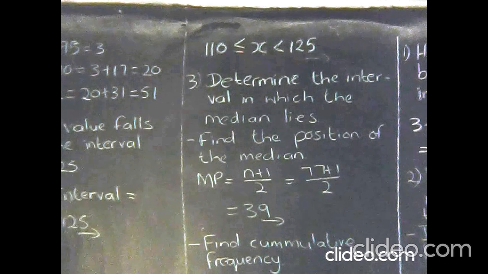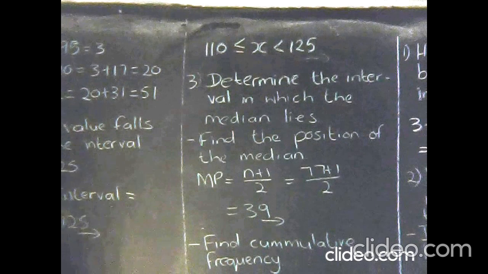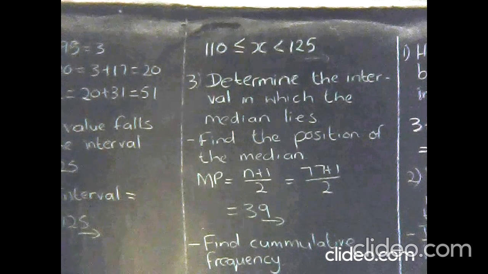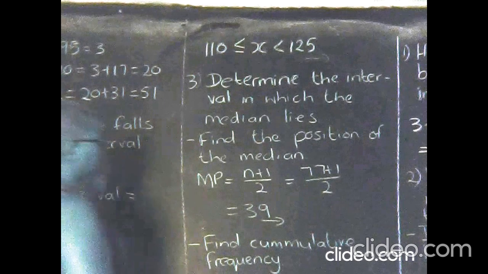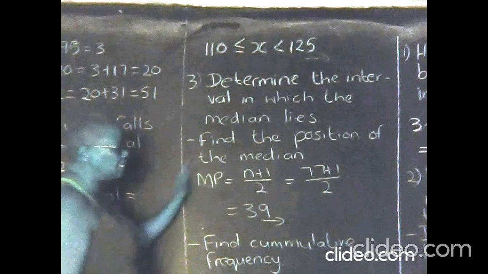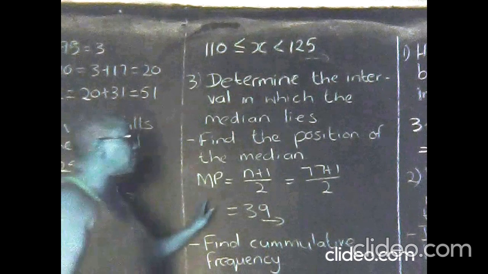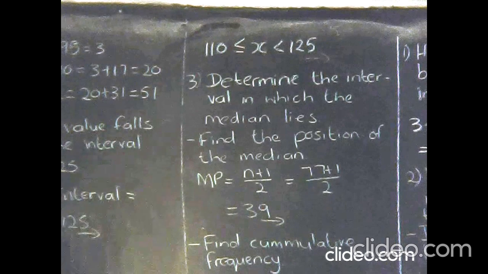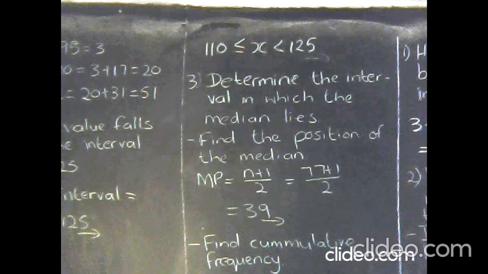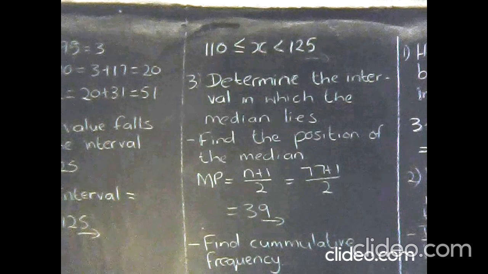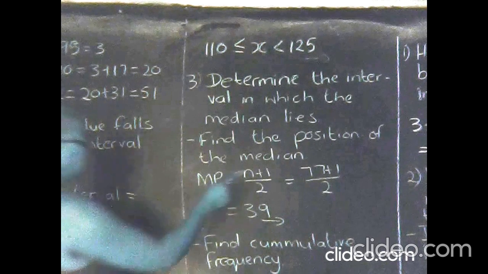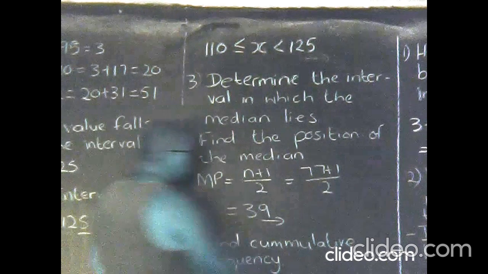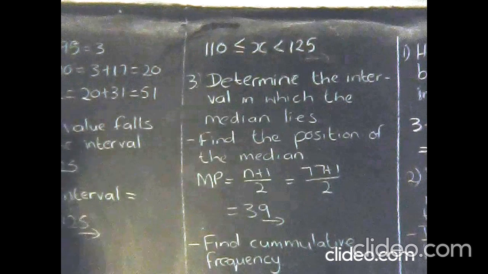Then question number 3 says, determine the interval in which the median lies. The first thing we need to do to answer this question is to find the position of the median. So the median position is (n plus 1) over 2. We calculated that we had 77 bulbs sold in October. So we take the 77, add 1, then divide it by 2, and we get our answer of 39.